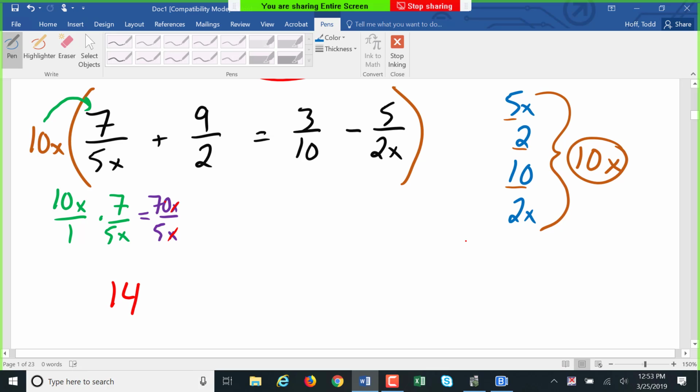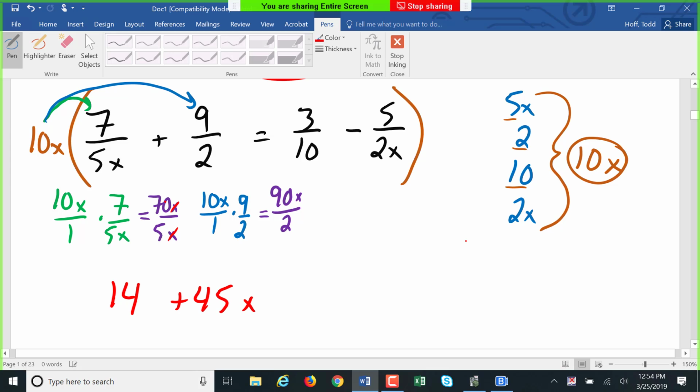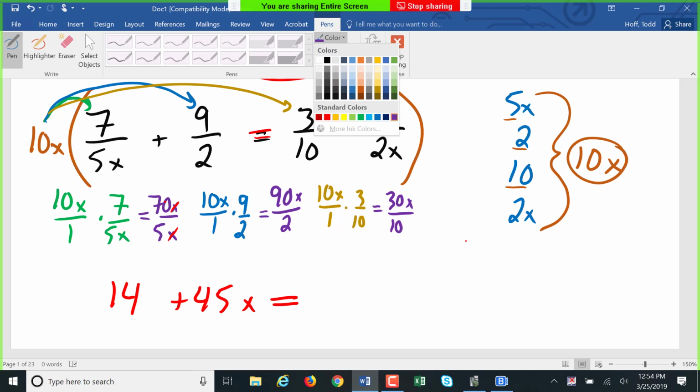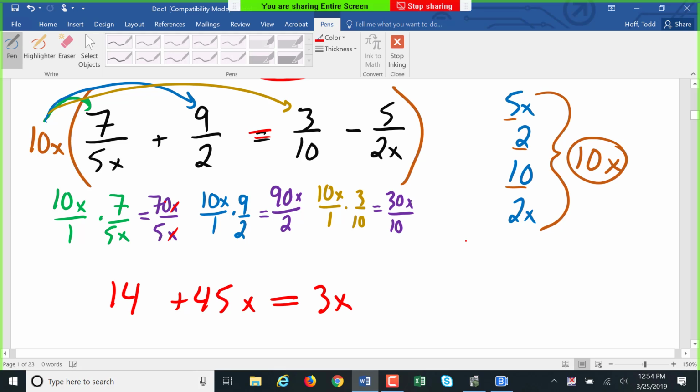We move on to the next term. 10x times 9 over 2, so that's 10x over 1 times 9 over 2. 10x times 9 is 90x. 1 times 2 is 2. 90x divided by 2 is just 45x. That brings us to the equal sign. 10x times 3 over 10. So 10x over 1 times 3 over 10. 10x times 3 is 30x. 1 times 10 is 10. Of course, 30x divided by 10 is 3x.